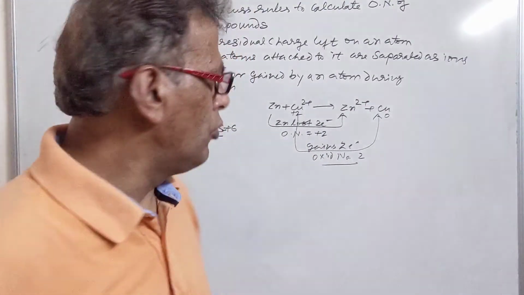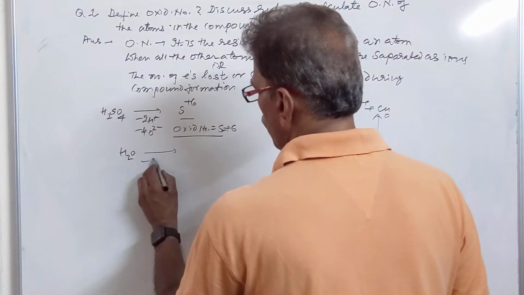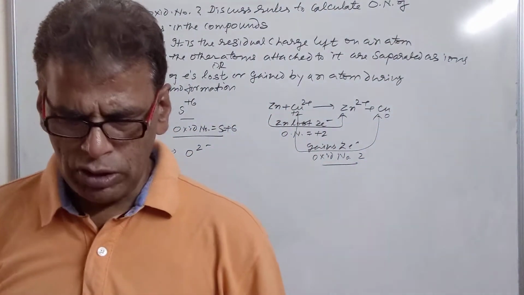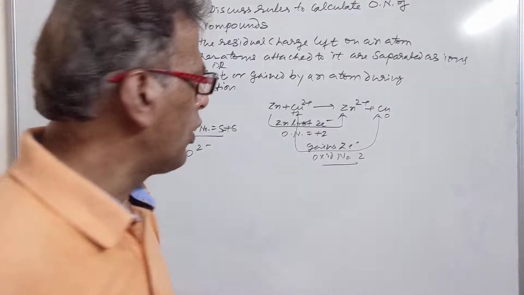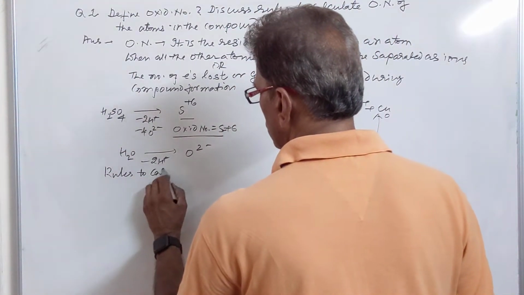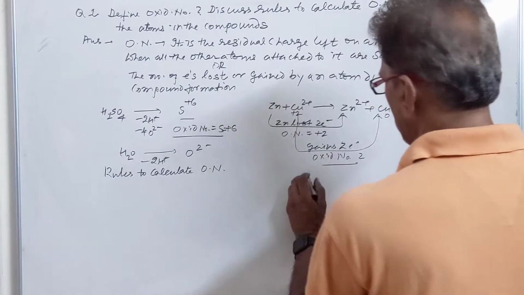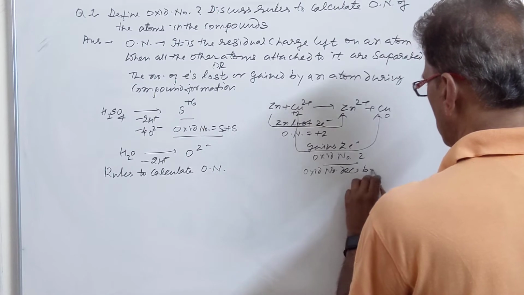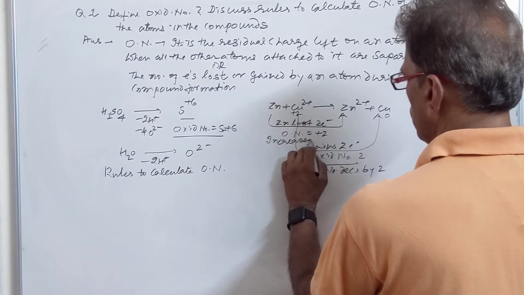Then we have H2O. When we remove 2 hydrogen in the positive form, oxygen has 2 negative charge. This is the oxidation number of oxygen here. Then we come to the next rules for calculation of oxidation number. Here oxidation number decreases by 2 units. Here oxidation number increases by 2.